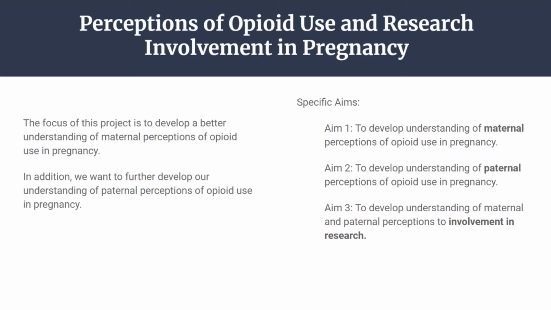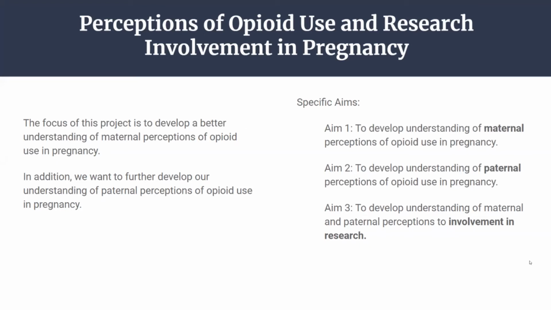And so we embarked upon this qualitative trial to really be able to gather the perceptions of the families themselves, to see if we can come up with themes that were important to them, not just themes that we perceive to be important to them. So the focus of the project was to develop a better understanding of maternal perceptions of opioid use in pregnancy. And we also wanted to further understand the partner perception of opioid use in pregnancy.